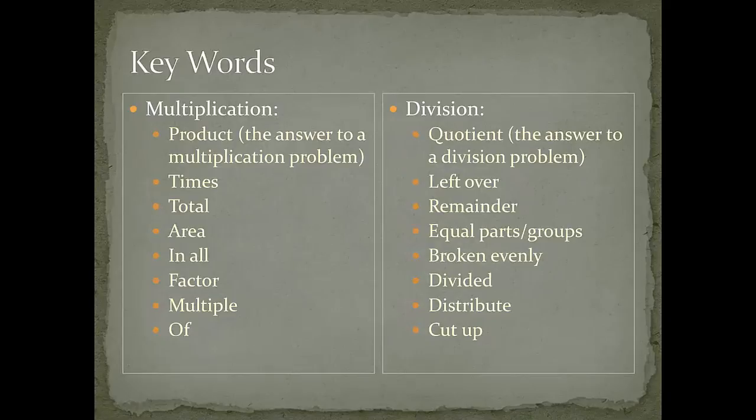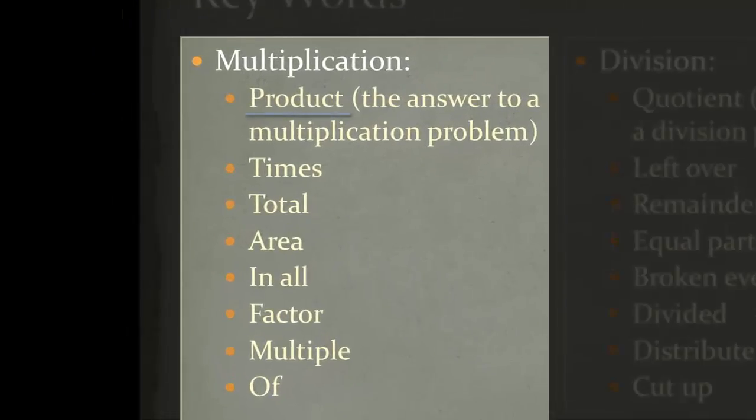Now let's look at some keywords for multiplication and division. For multiplication, the word product means the answer to a multiplication problem. And you'll often see the word product in a problem, and you should think multiplication when you see that. You also might literally see the word times. That's a dead giveaway again that you're going to be multiplying. But you also might see the word total, area if you're solving an area problem, or in all. Factor is the numbers that multiply together to get your product, so you might see the word factor in there. You also might see the word multiple, and that again means multiplication. It's the root of multiplication. And then a lot of times the word of may mean multiplication.